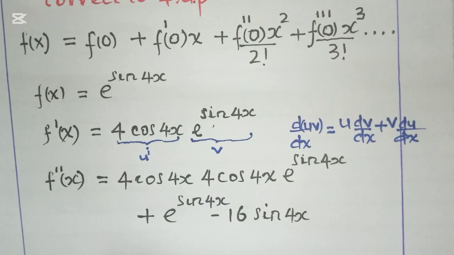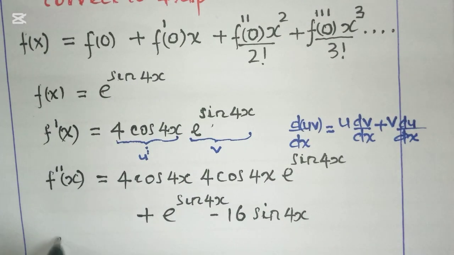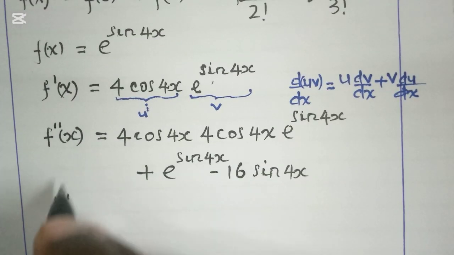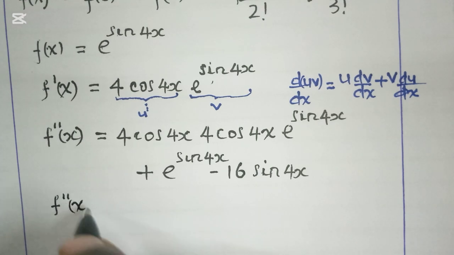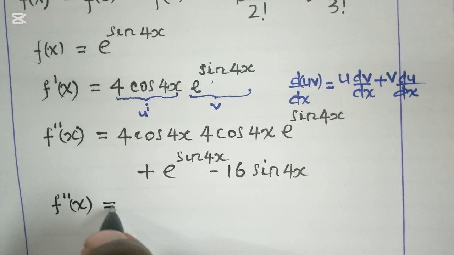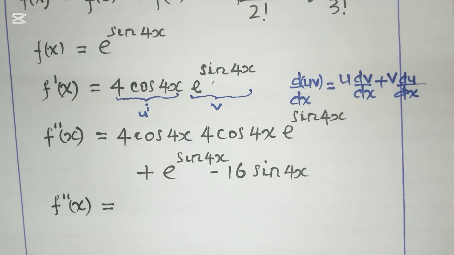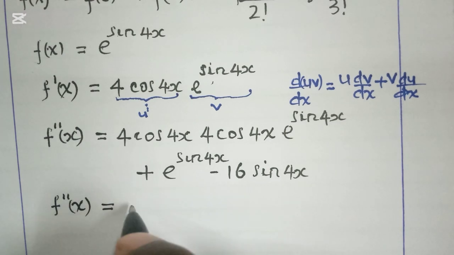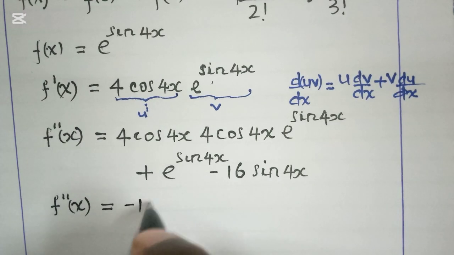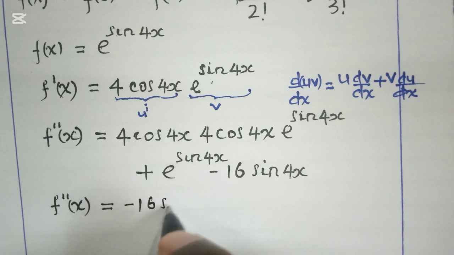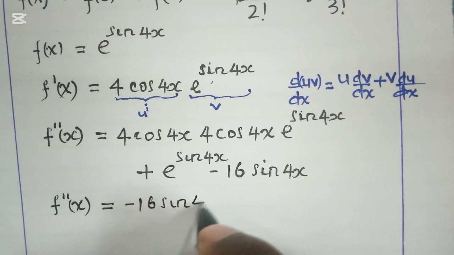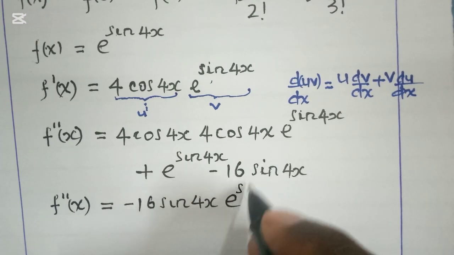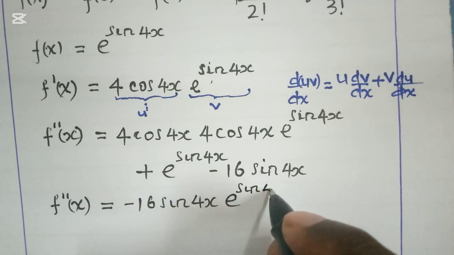So guys, let's rearrange this. So the second derivative of f(x) equals to, guys, I now want to rearrange it in a better manner. So I can start with this. This one will be negative 16 sine 4x multiplied by e raised to sine 4x, like that.